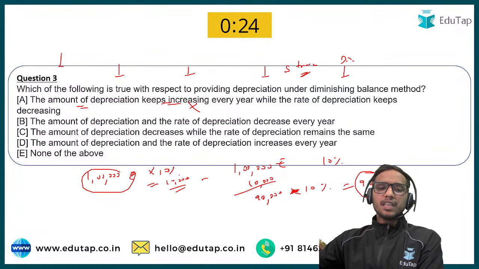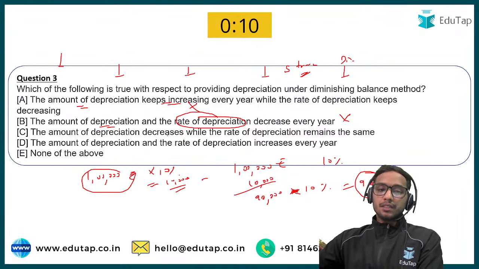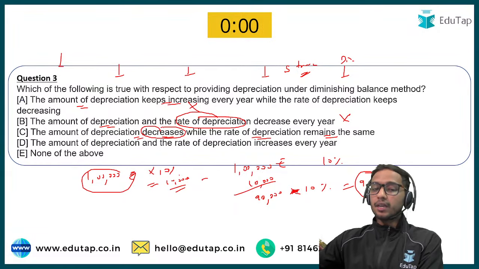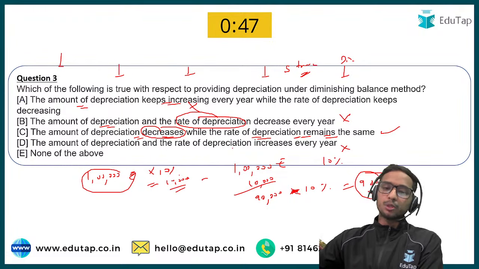Second option says the amount of depreciation and the rate of depreciation decreases every year. So the first part is correct, the amount of depreciation decreases but the rate of depreciation remains constant, so it is also incorrect. Third option says the amount of depreciation decreases while the rate of depreciation remains the same. So it looks correct. Why? Because the amount of depreciation decreases, yes, absolutely, and the rate of depreciation remains the same. So it is absolutely correct. Now D option says the amount of depreciation and the rate of depreciation increases every year. No, not at all. So this option is also incorrect.